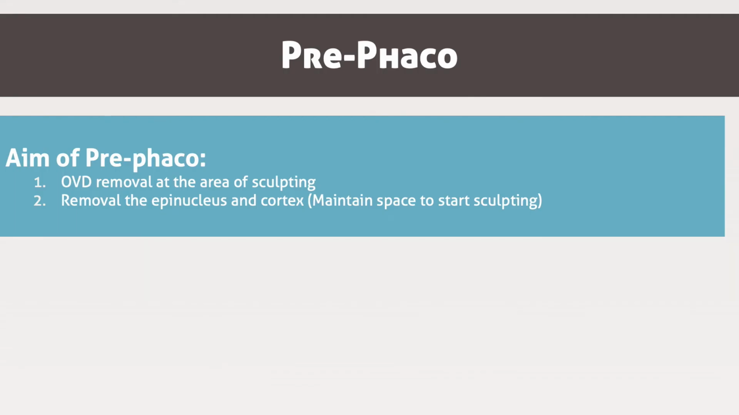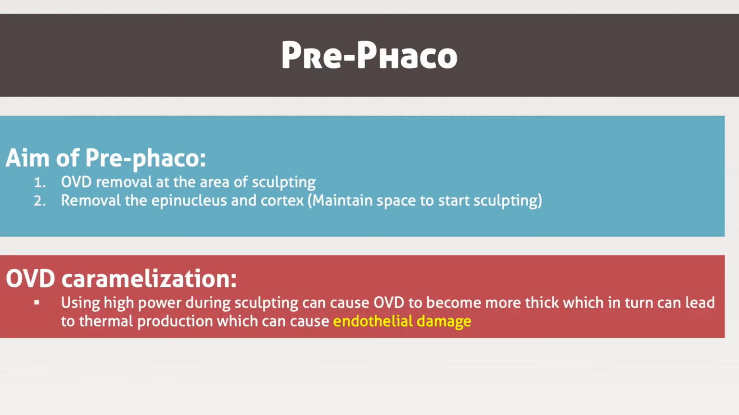So we will start with the first step, which is pre-phaco. Our aim during pre-phaco is to remove the OVD, viscoelastic, at the area of sculpting only, and to remove the epinucleus and cortex as well to maintain a space to start sculpting.